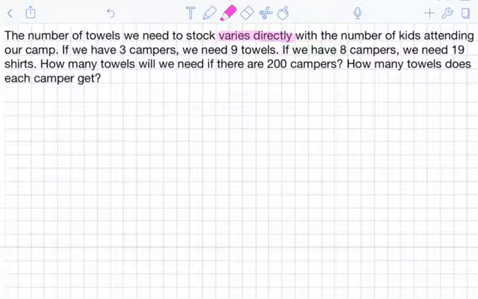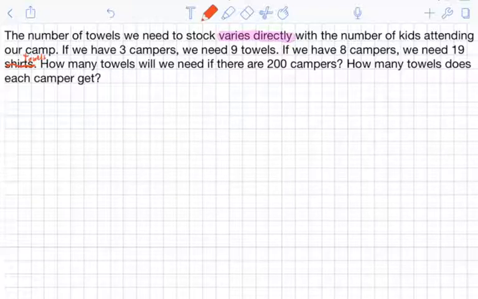Oh, hold on. Towels. Sorry, I copied down the word wrong. How many towels will you need if there are 200 campers? How many towels does each camper get?